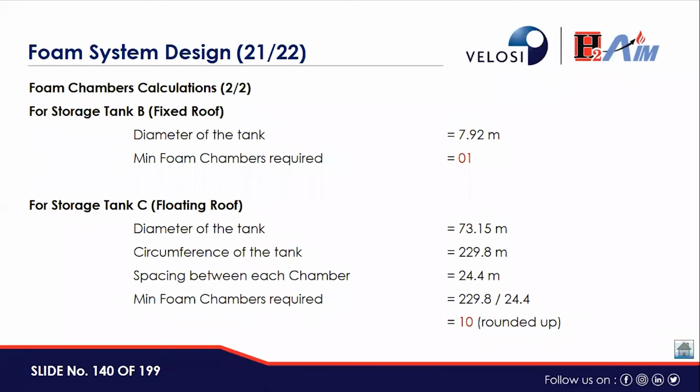For floating roof tank C, the diameter of the tank was 73.15 meters. Circumference was 229.8. Spacing is as per the NFPA standard, 24.4 meters. So circumference of the tank divided by spacing between each chamber, the requirement for minimum foam chambers is 10.